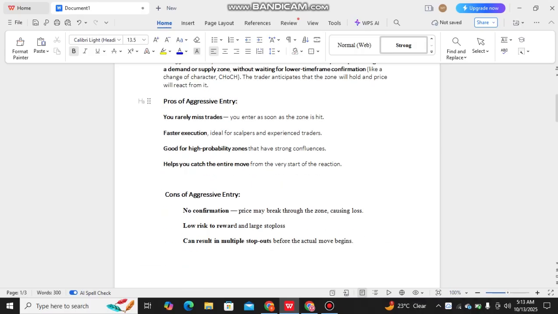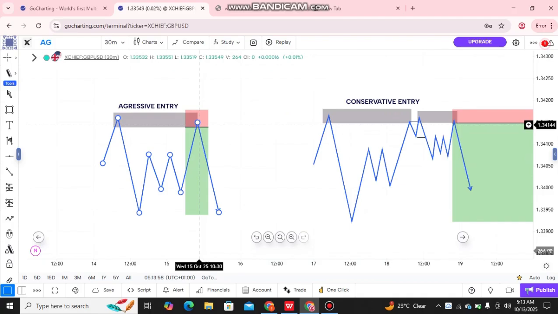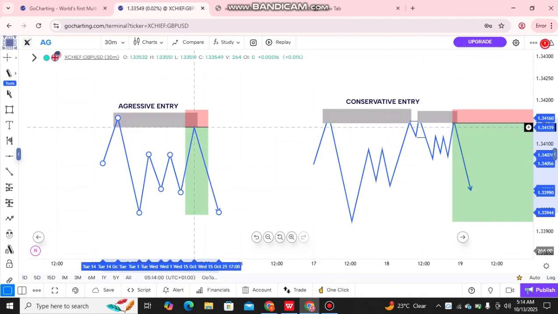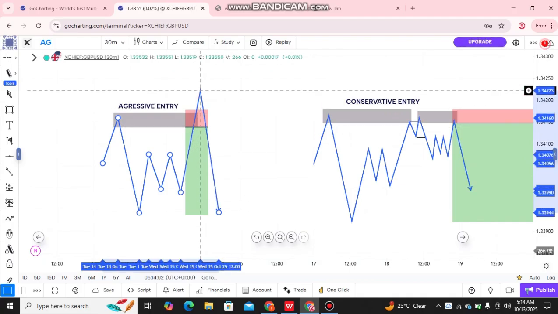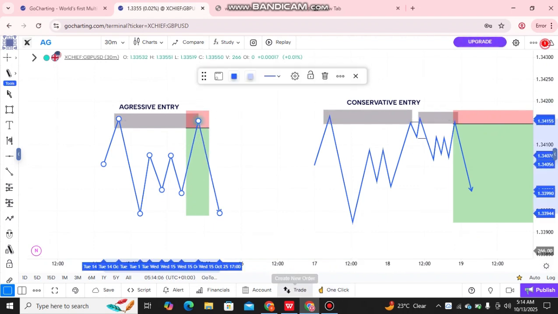And then of course, what are the cons of aggressive entry? Number one is no confirmation. So price can break through your zone, which might cause a loss. Price can come to this zone, and before you know, you are stopped out, right? So that's the con of aggressive trading, is that there's no confirmation.